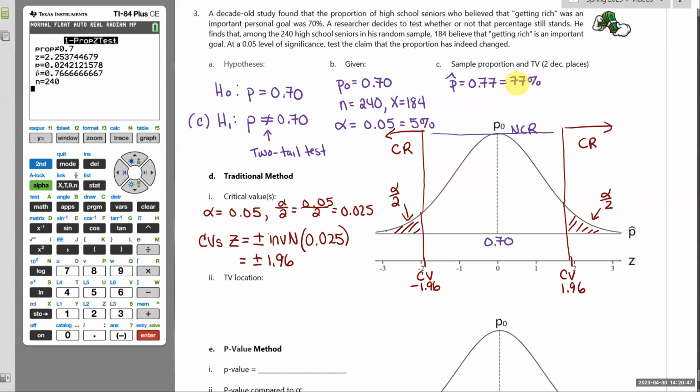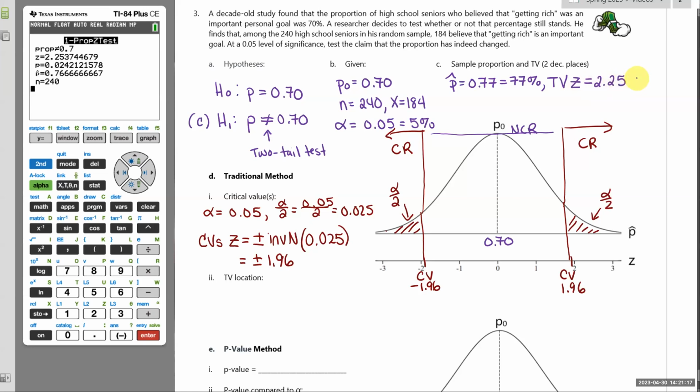So the null hypothesis is that the proportion is 70%. Our sample proportion is different. The question is just how different is it, and is it far enough from 70 to convince us 70 is incorrect? And the way we determine that is to look at its test value, and that is 2.25.